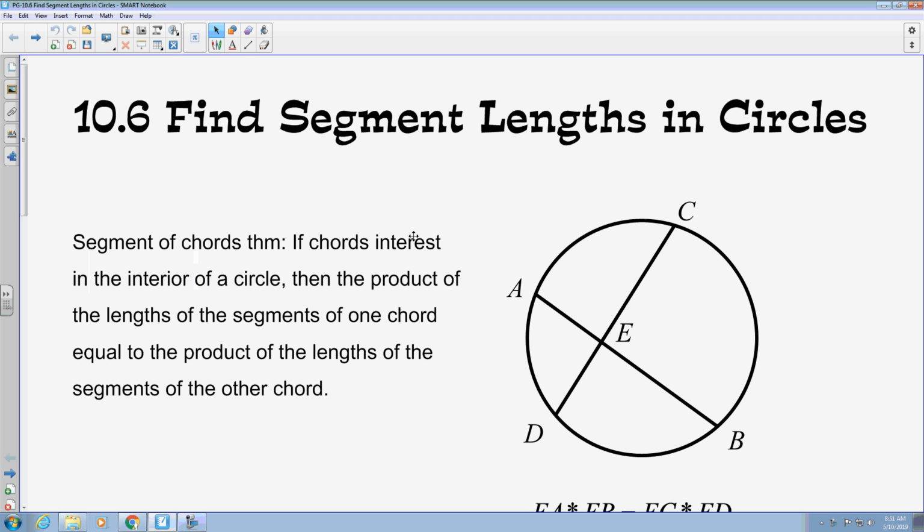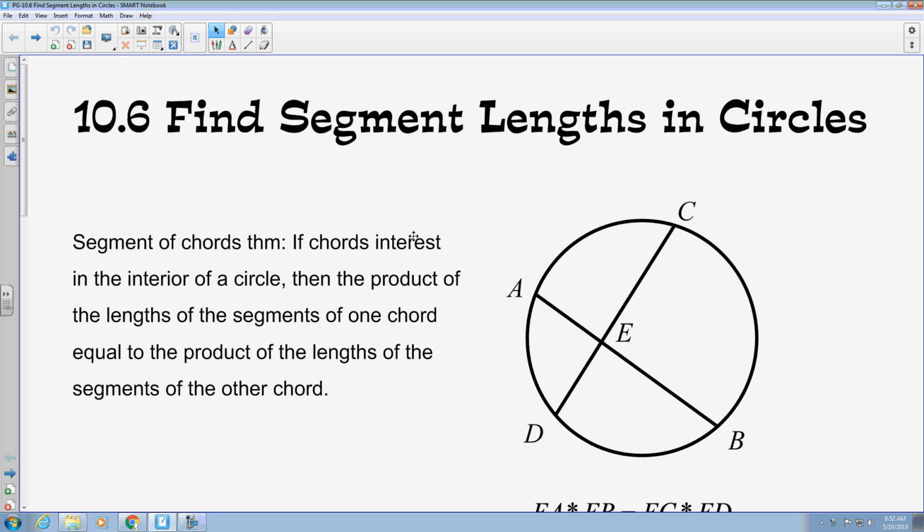All right, we're in section 10.6 where we're going to find segment lengths in circles. So we have a bunch of different theorems that give us formulas to help us find different lengths in circles depending on what information is given to us. So the first one that is shown on the screen is the segment of chords theorem.